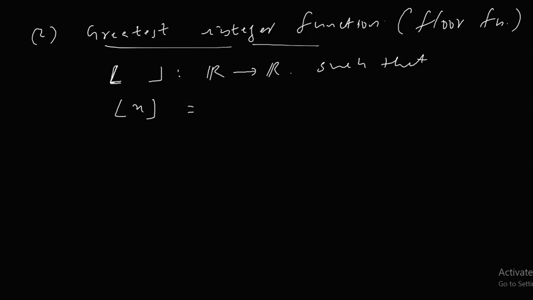The floor function. The greatest integer of x is nothing but the greatest integer less than or equal to x. So we are supposed to calculate the integer which is less than or equal to x, but that should be the greatest such integer. All right, so that is what it is.